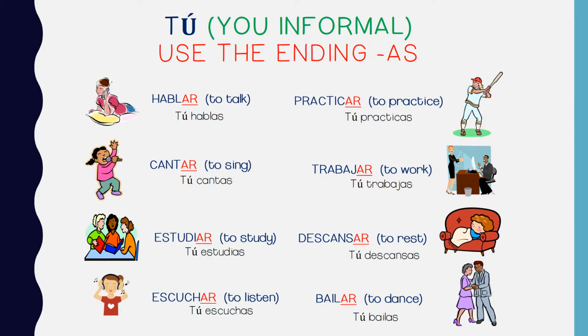Tú is the informal way to say you. You use it when speaking with close friends or people who are close to you in age. For this form, we use the ending AS. For example, if I have the verb hablar, I am going to take off the AR and replace it with AS. Now I have hablas. Tú hablas, which means you talk.